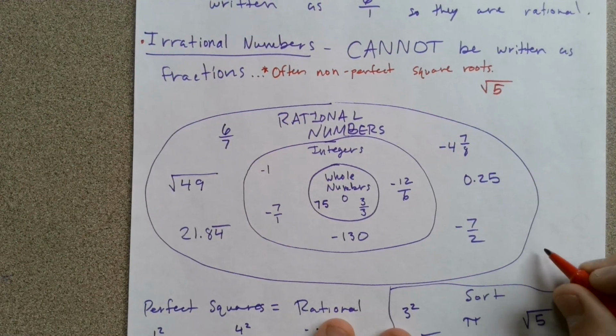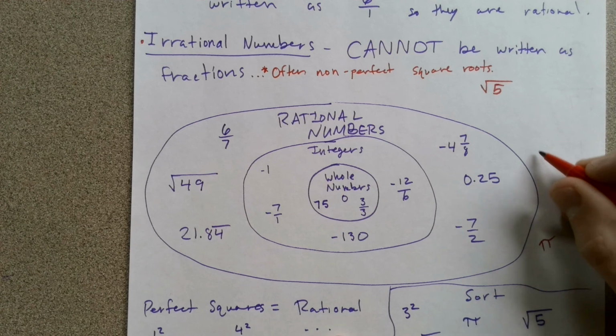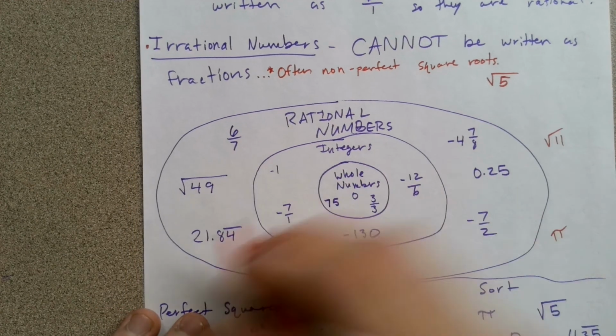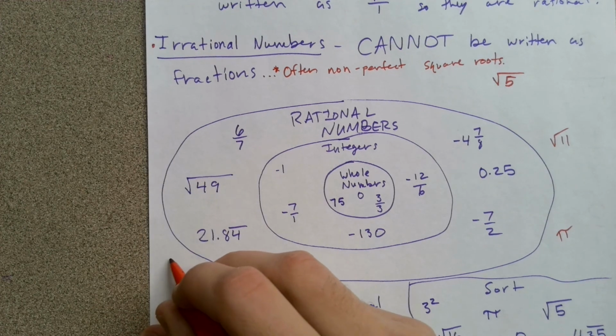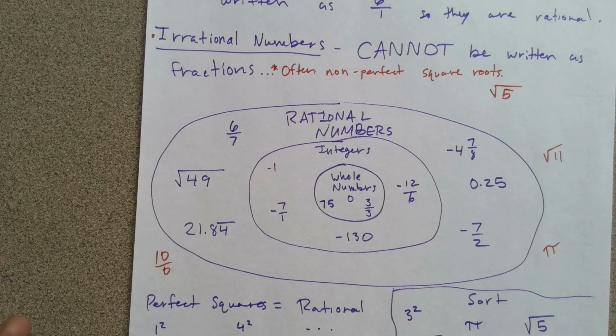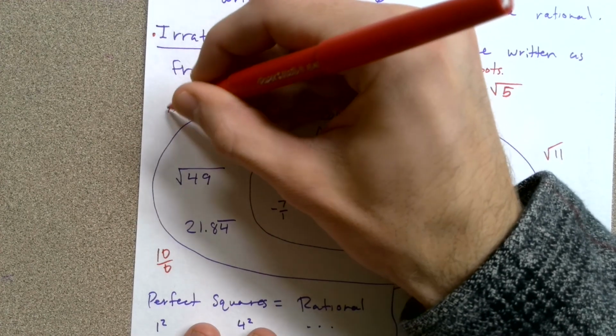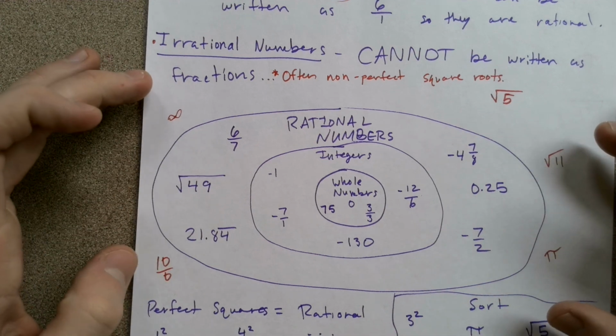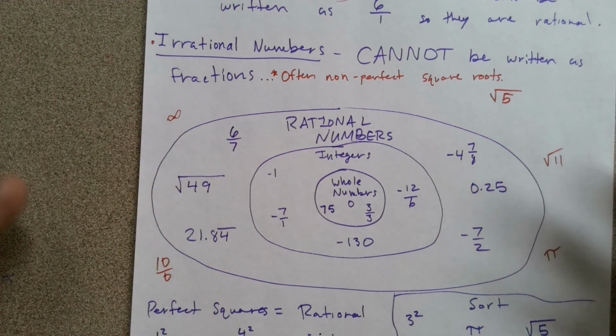Things on the outside would be things like pi, square root of 11, 10 over 0, things like that. Infinities in there. We'll talk about that one later. So those are things outside of the rational numbers. Inside, look at how all these can be written as a fraction.